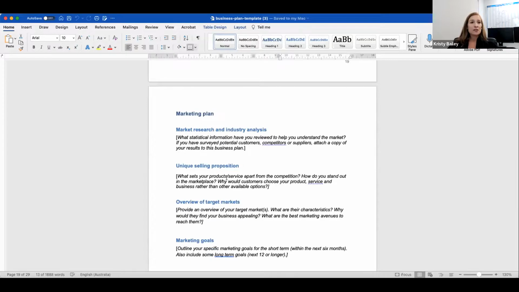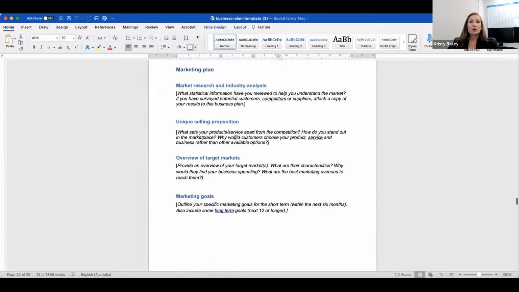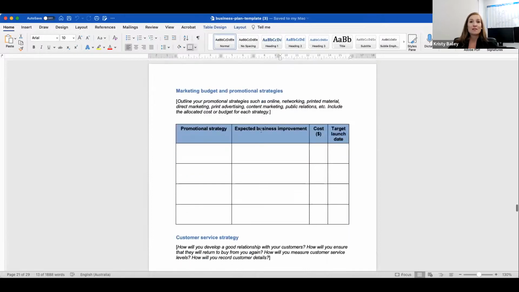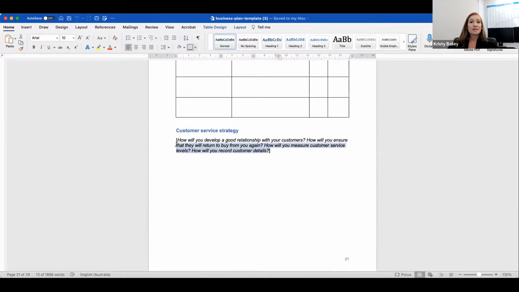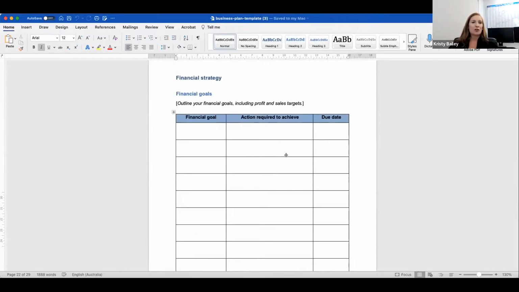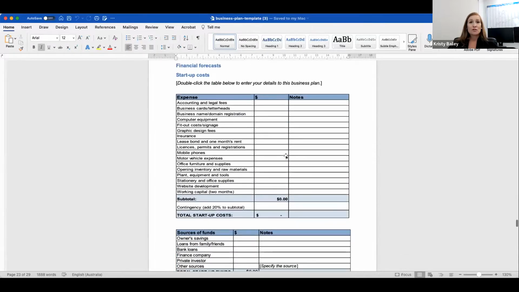Now, a lot of your research will sit around here in this marketing section, where you'll start to talk about market research, what your unique selling proposition is, who are your target markets, and what are your goals. You'll have a budget associated with your marketing. Customer service has to factor into it, obviously, so consider that. And then it goes into the financial side of things. So financial goals, your forecast.